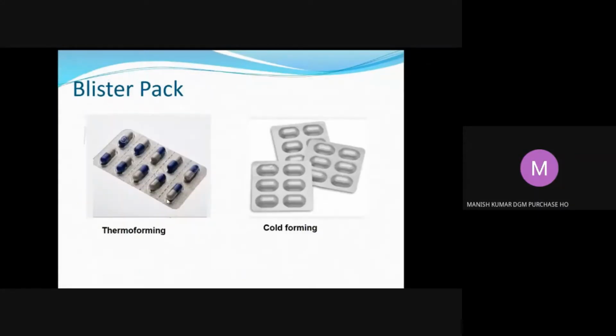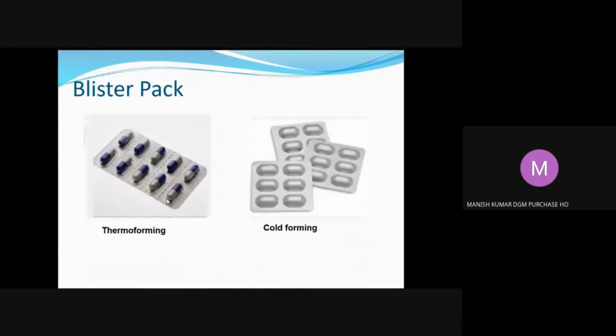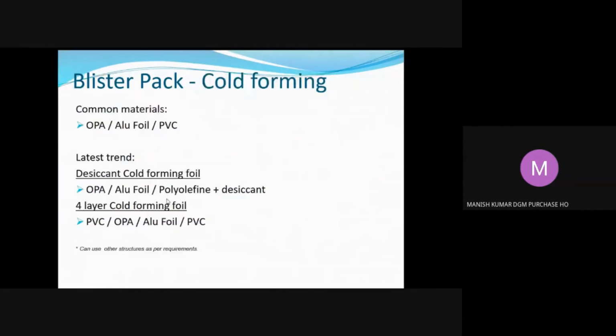So the second one is cold forming. Cold forming materials are normally OPA, polyamide, which in the market is called nylon, laminated with aluminum foil and PVC. And it is also available with nylon, aluminum foil coated with polyolefin and desiccant. So it gives very good property for moisture absorption also, but the cost is very high for that.